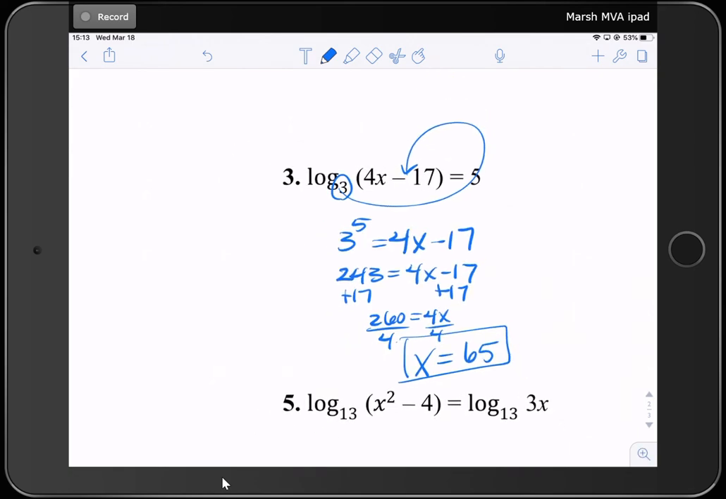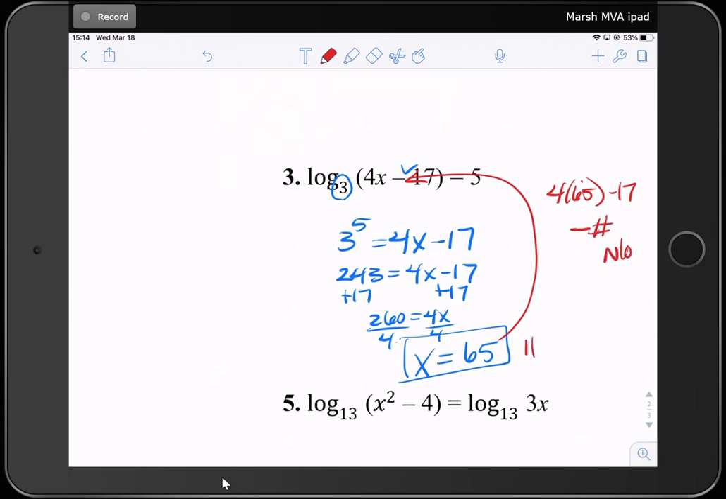Now, are there any restrictions on what x can be? If I plug 65 back into the original equation, does it give me a negative thing? It's 4 times 65 minus 17. Is that a negative number? The answer is no, so I'm good with this one. There's your answer.